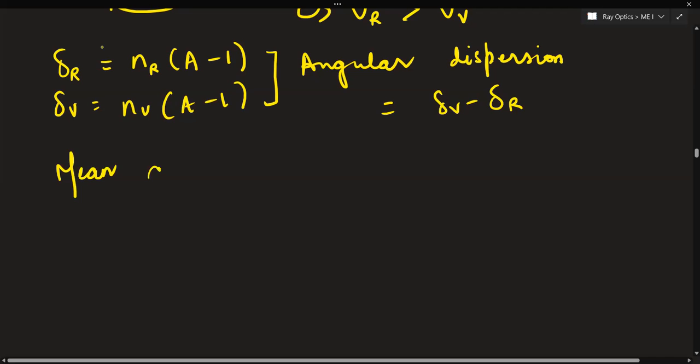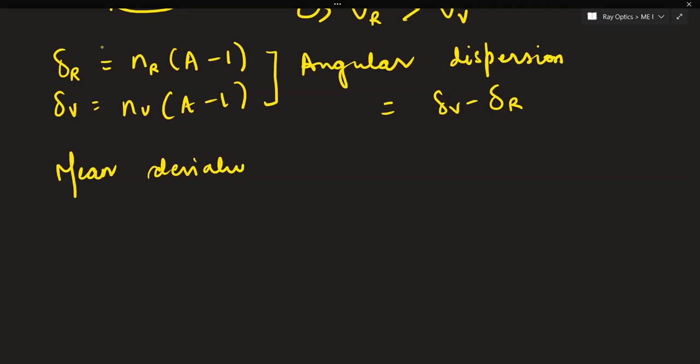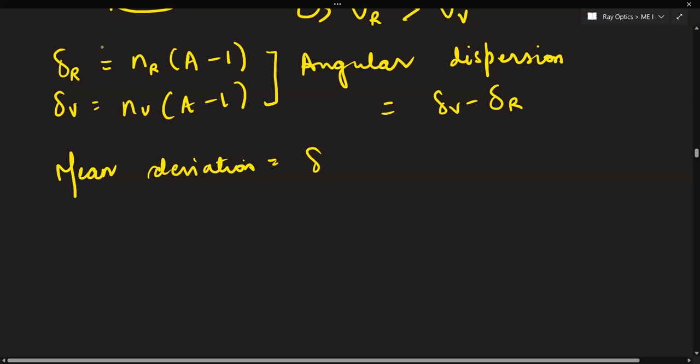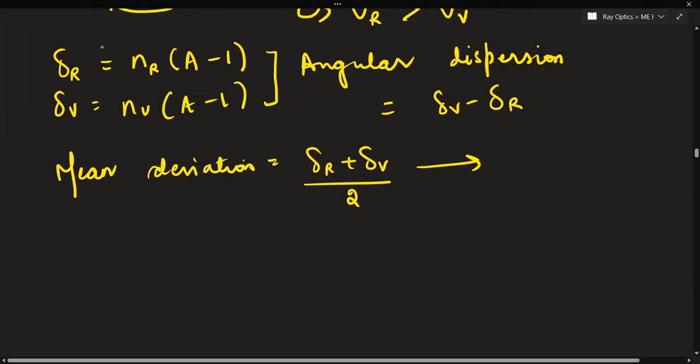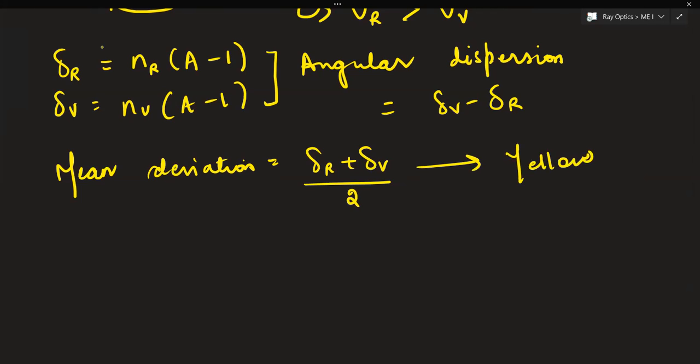Mean deviation is when you take the mean of these extreme angles, like delta R plus delta violet divided by 2. So here in this case, you get the mean value. Whenever we have the mean value for red and violet, you will get the data for yellow color. Now coming to what I was telling you, angular dispersion and dispersive power.